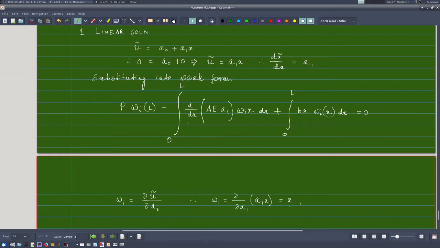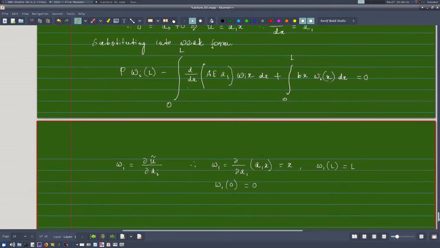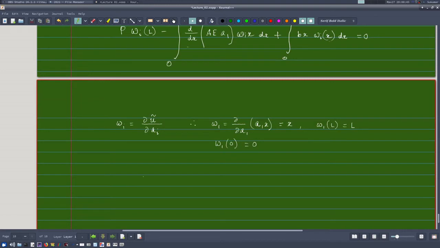And therefore now what is my w1 at L? So w1 at L is L, isn't it? And similarly w1 at 0 is obviously 0. Now these terms will be needed while doing this integration by parts. That's why we have found these values now.